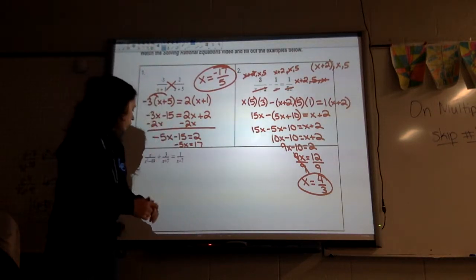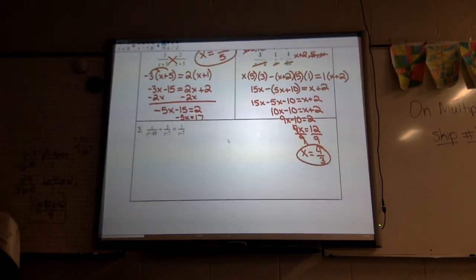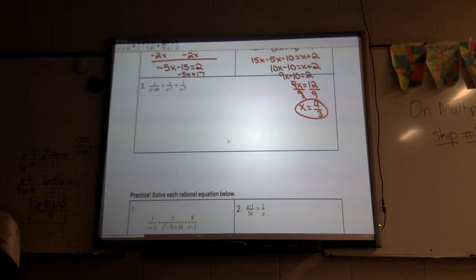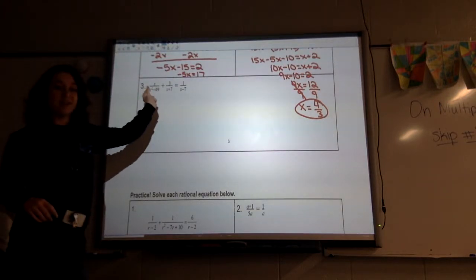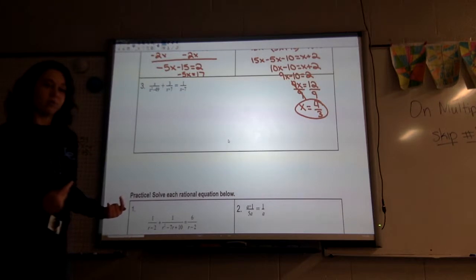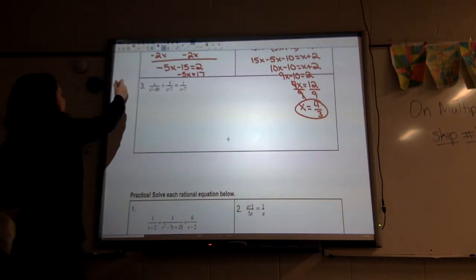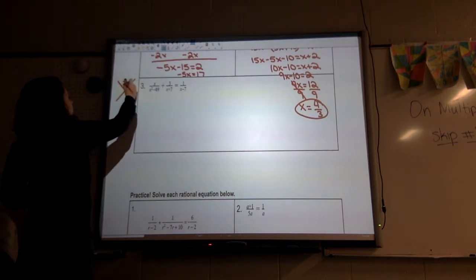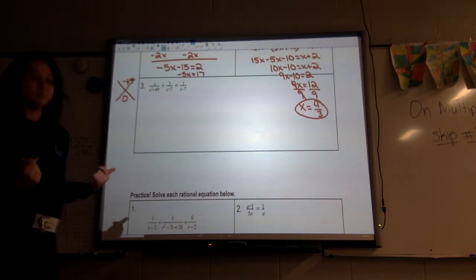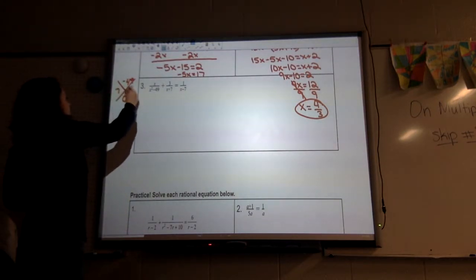So very last one, let's take a look at number 3. The first thing I notice about number 3 is that this fraction on the left has an x squared in it, which means it can probably be factored. And in fact, it can. So I'm looking on that first fraction for 2 things that multiply to negative 49 and add to 0. Well, that would be 7 and negative 7.